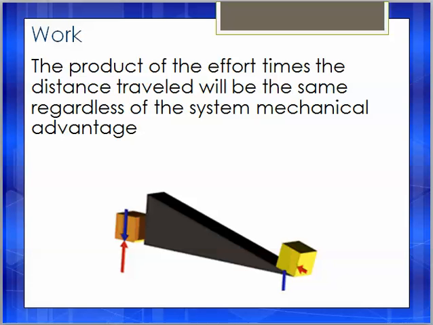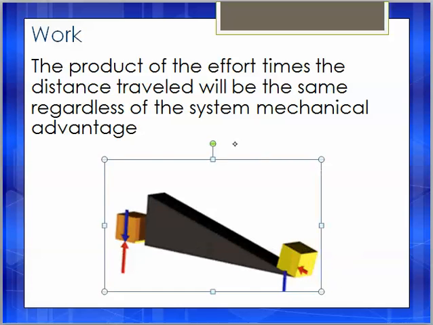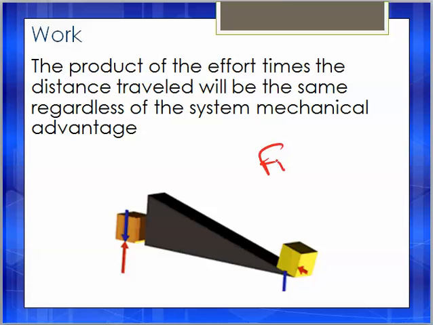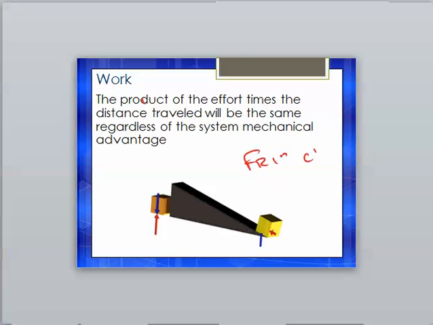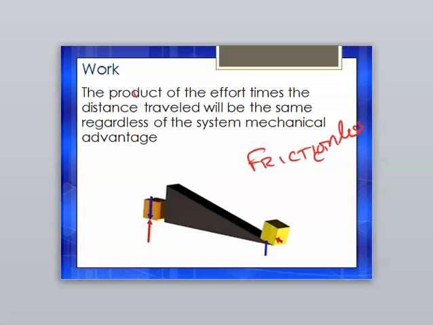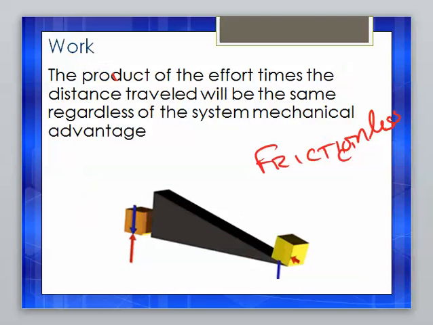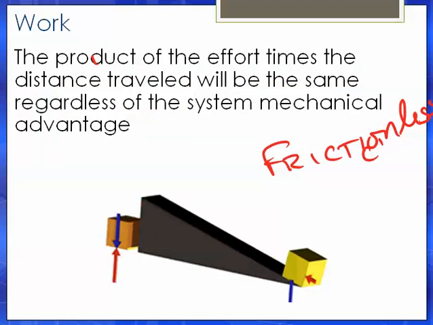Work, the product of the effort times the distance traveled, will be the same regardless of the system's mechanical advantage. So the work should always be the same, and that's if the systems are frictionless. That's not always the case, but it is when they're frictionless.